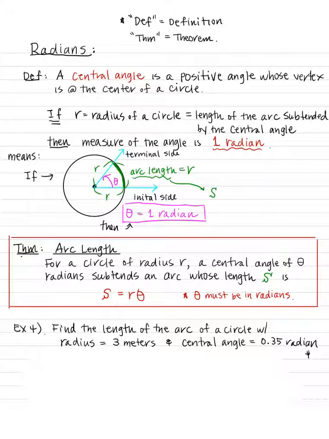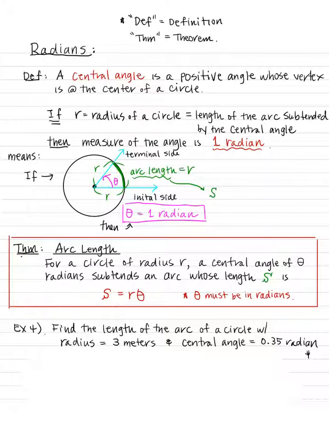Now let's go to the theorem, the arc length. For a circle of radius r, a central angle of theta radians subtends an arc whose length s is s equals r times theta. Now, the important thing is this: theta must be in radian measure. Again, the best way to explain this is by example.